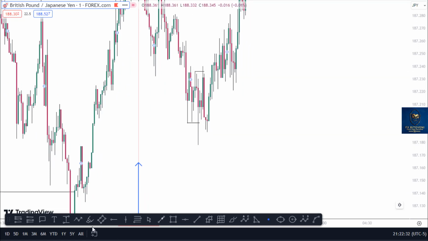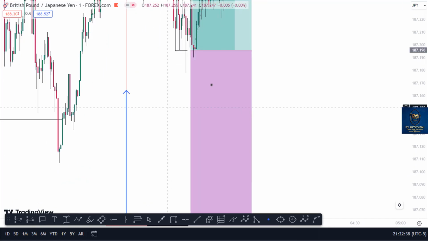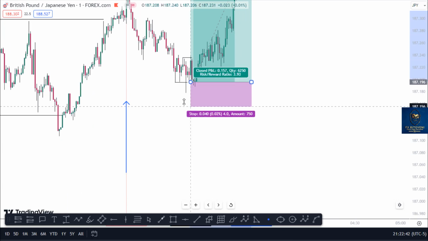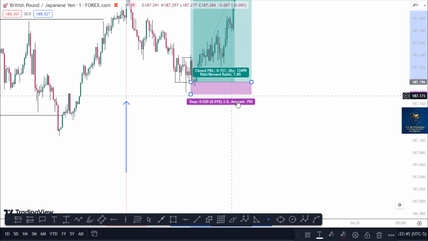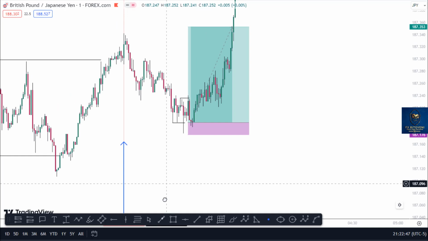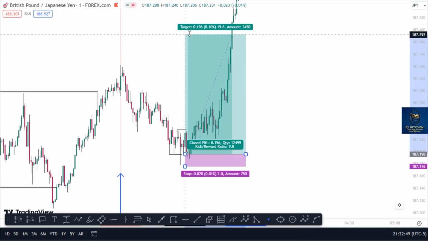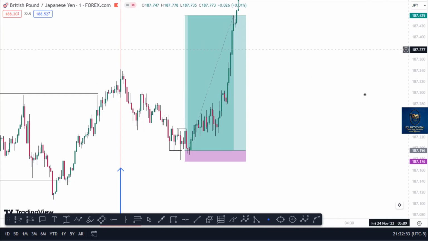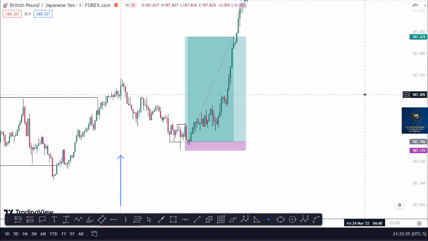A pullback to your zone. You can fearlessly buy the move as the low forms. As the low drops, you are buying. 2 pips of stop loss. You enjoy this fearlessly. You get the point? I hope to see you guys taking a trade on Monday.